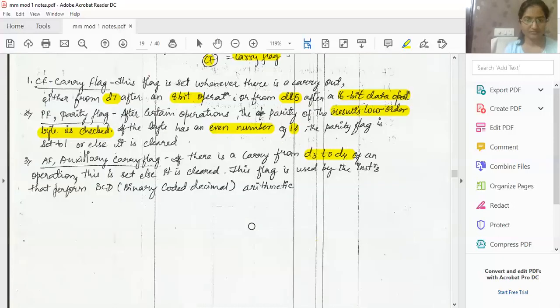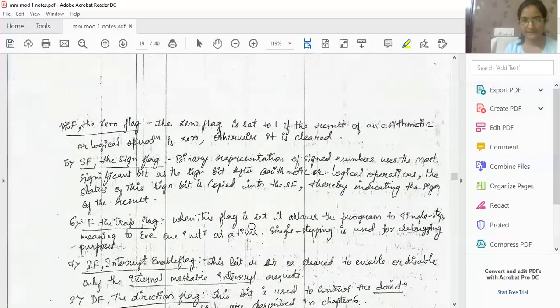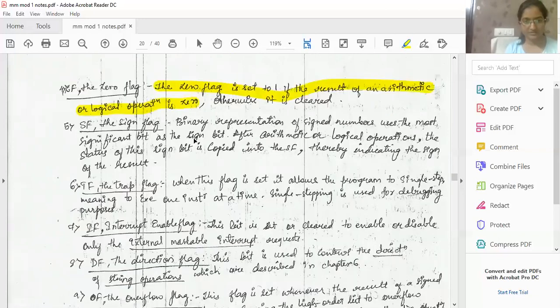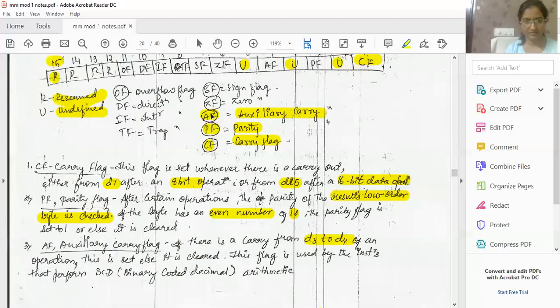Then you have the zero flag. Very simple. If the result is 0, then the zero flag will go high. It is set to 1. If it is non-zero, then it is cleared. All right. So you can see here, right? The zero flag is set to 1 if the result of the arithmetic or logical operation is 0. Otherwise, it is cleared, right? So this is about your zero flag.